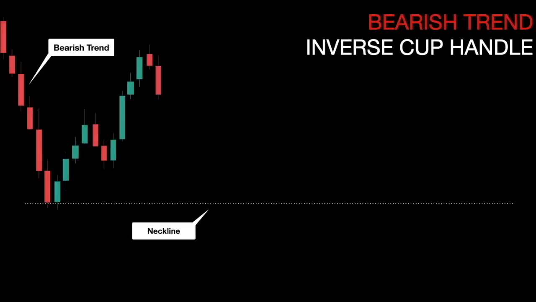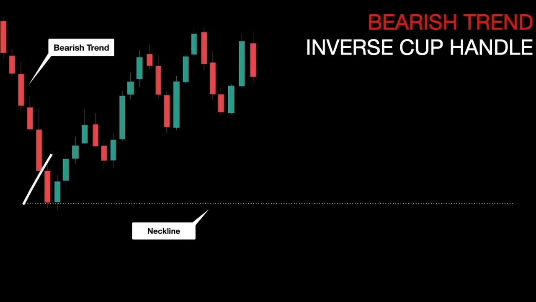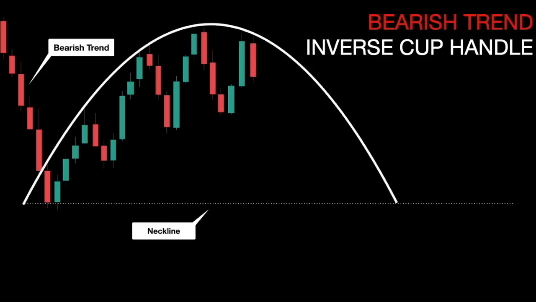Price then will start moving to the upside in waves, creating higher highs and higher lows. Price will then reach a major resistance zone and start a reversal, creating lower highs and lower lows. These waves of consolidation will form a semicircle, also known as the cup of the pattern.